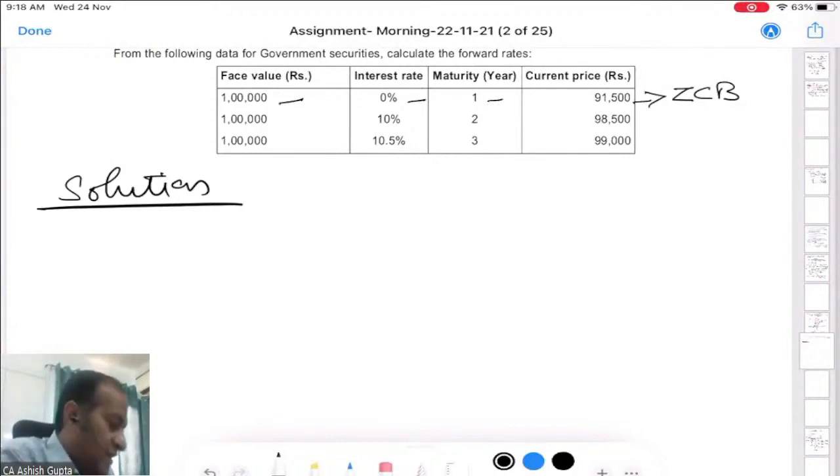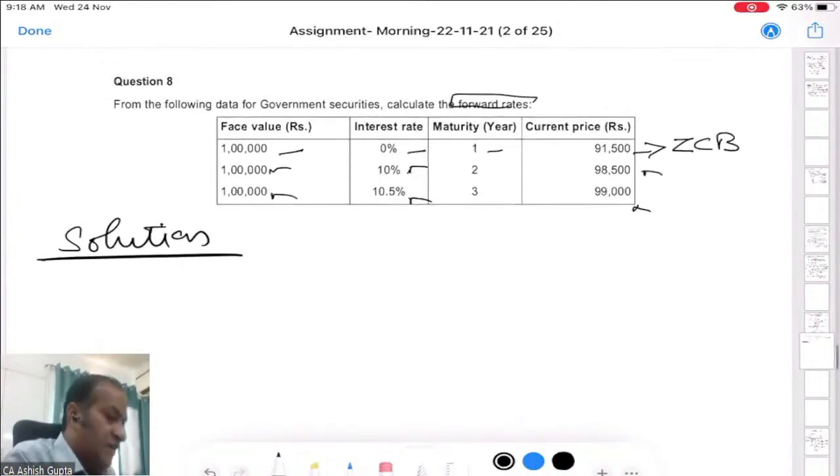Since we don't have any interest payment for the first year, for the second year, it's a 2-year bond. It says the coupon payment is 10%, and the value is 98,500. Here it says 1000. Coupon rate is 10.5. Its value is 99,000. Okay, so we have to calculate the forward rate.